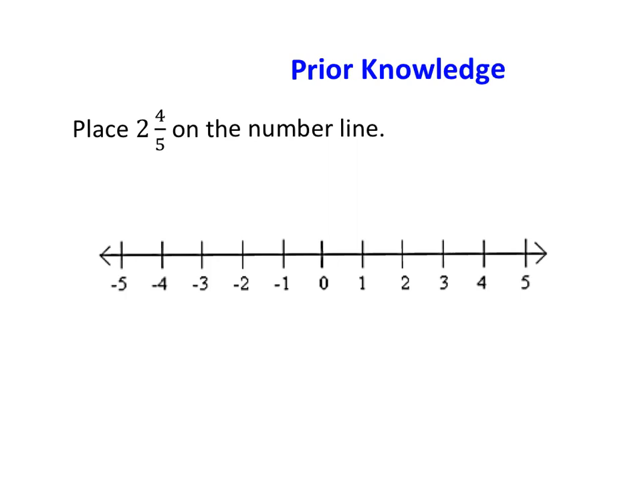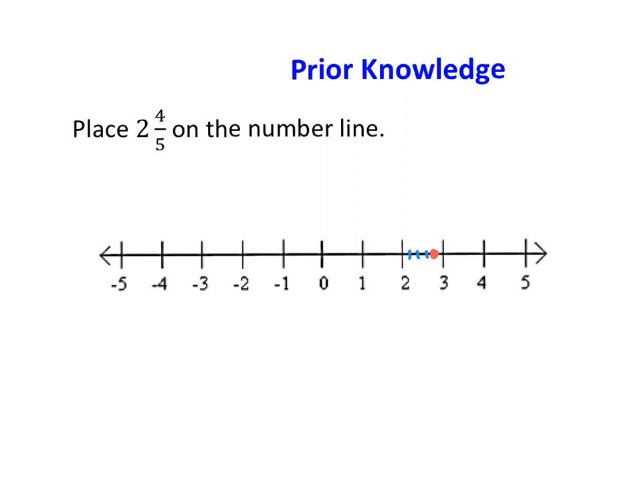Although this value is more exact, this is more useful in real life. Let's start with some prior knowledge. If I wanted to plot 2 4/5 on the number line, I would know that it's between the integers 2 and 3, and that it is closer to 3. If I wanted to be more exact, I could divide my number line between 2 and 3 into fifths. 2 and 1/5, 2 and 2/5, 2 and 3/5, 2 and 4/5, and 2 and 5/5 would be the number 3. Therefore, my value is going to fall right there.